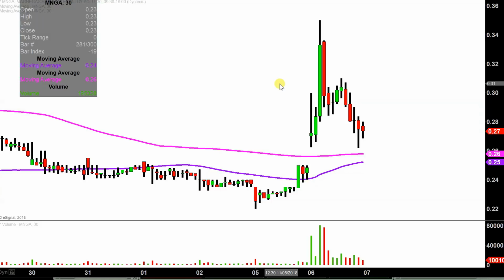But real quick, what is my definition of a pump and dump? Well, a price makes a really nice move, and then within a relatively short amount of time, the price goes either back to where it started or in some cases lower.